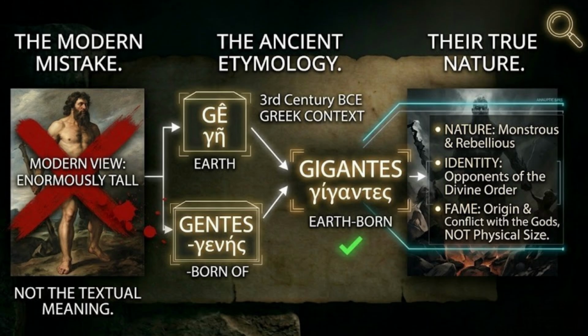In the Greek world of the 3rd century before Christ, the word gigantes did not primarily mean enormously tall people. Its original etymology comes from the Greek ge, earth, and gentes, born of, earth-born, those who came forth from the earth. In Greek mythology, the gigantes were beings born from the earth itself, monstrous, rebellious, opponents of the divine order. They were famous not for being tall, but for their nature, their origin, their conflict with the gods.